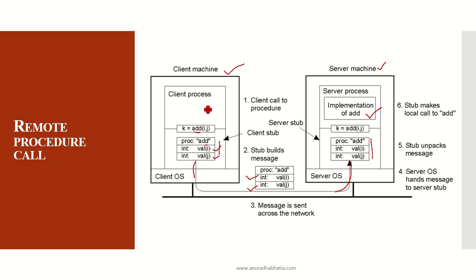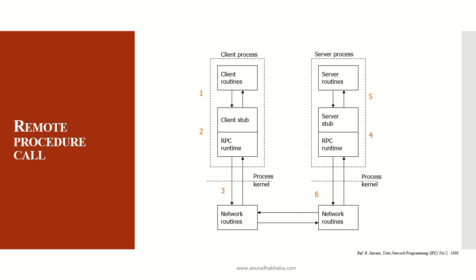This is how my client machine makes a remote procedure call to my server machine. This is how the complete package of arguments is sent from the client process to the server process. This is again a detailed, a little simpler example: this is a client routine, the client stub, and the RPC runtime is over here.